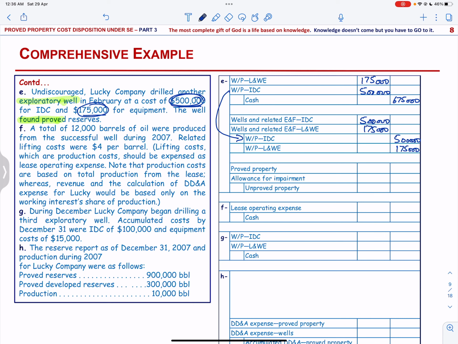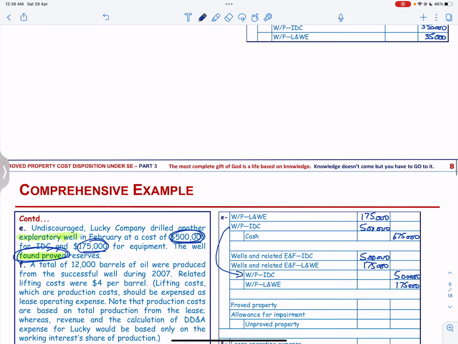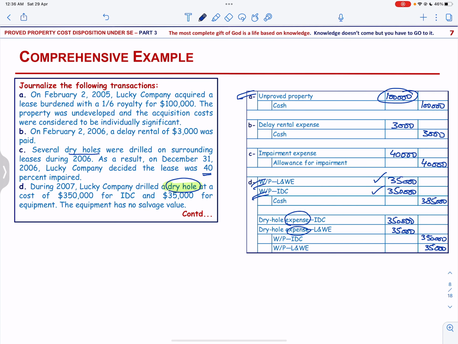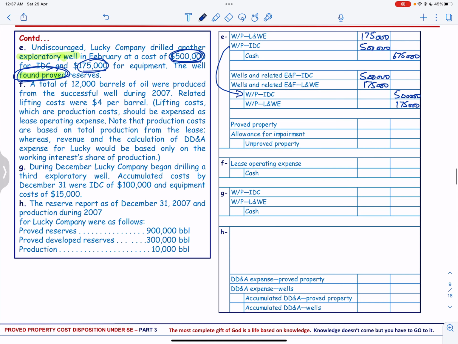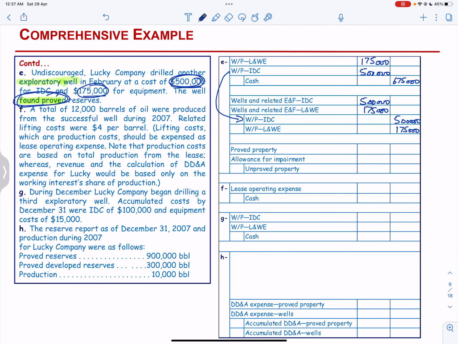Now because they have found proved reserves, we have to reclassify the unproved property into a proved property, and don't forget that there was an allowance for the impairment as well. So unproved property is going to be credited by 100,000, allowance is going to be debited by 40,000, and the remaining balance becomes our proved property of 60,000.